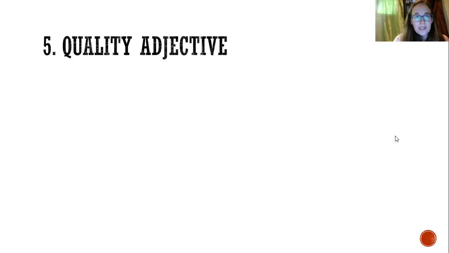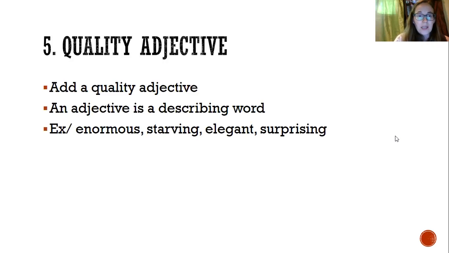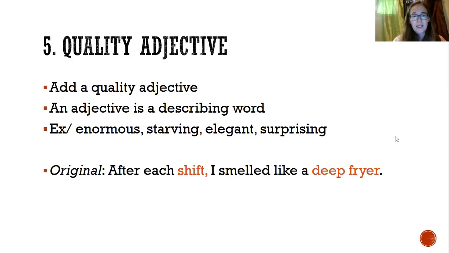Okay, the fifth strategy is to add a quality adjective. An adjective is a describing word that describes a noun. Okay, so examples are enormous, starving, elegant, surprising, dainty, purple. Any of those are all adjectives. So let's see. Here's my original sentence. After each shift, I smelled like a deep fryer. So you can see in orange the nouns. Those are the words that I'm going to try to describe.